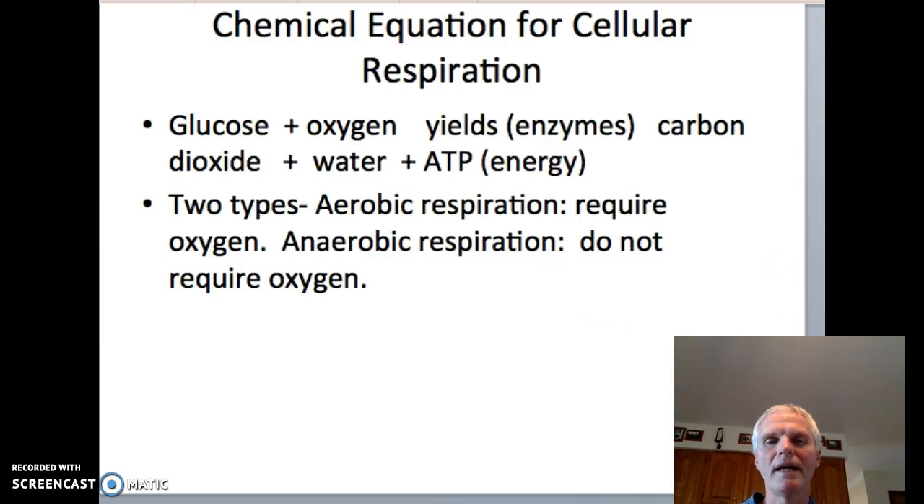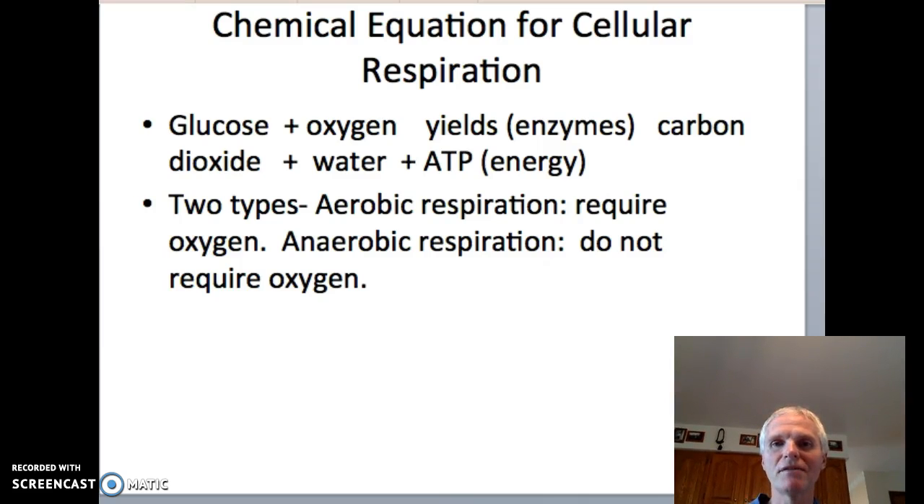Okay, in this slide, I have the chemical equation for cellular respiration. As you can see, it's glucose plus oxygen yields, using enzyme, carbon dioxide, water, and usable energy in the form of ATP. What you may notice is that this is the exact opposite of photosynthesis. The glucose is made in photosynthesis and used in cell respiration, as well as the oxygen. And you might also notice that carbon dioxide is used in photosynthesis but produced in cellular respiration.